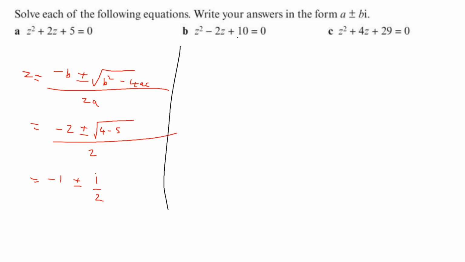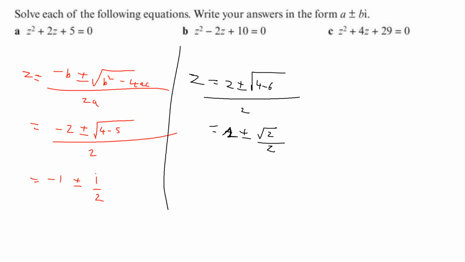z squared minus 2z plus 10 is equal to 0. Well, z is going to be 2 plus or minus the square root of 4 minus 6, all over 2, which is the same as 2 over 2, 1, plus or minus the square root of 2 over 2. Almost as if this plus or minus is z and z conjugate. That's the point in all of this.